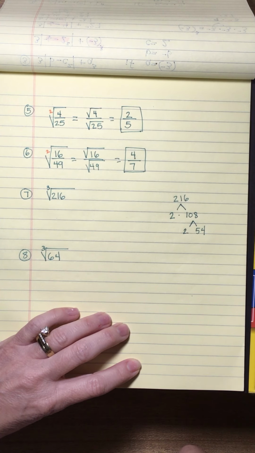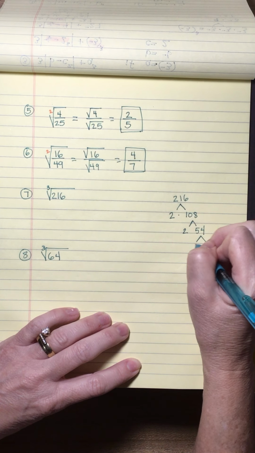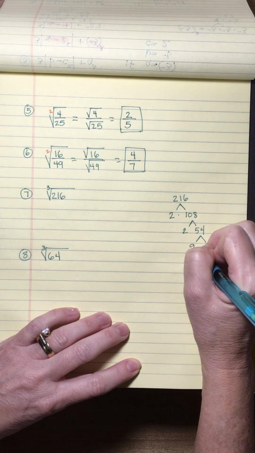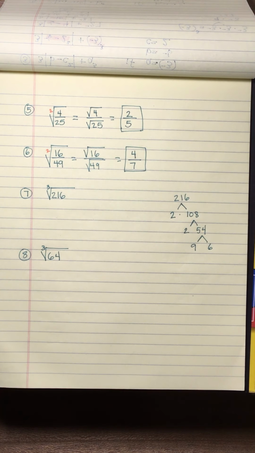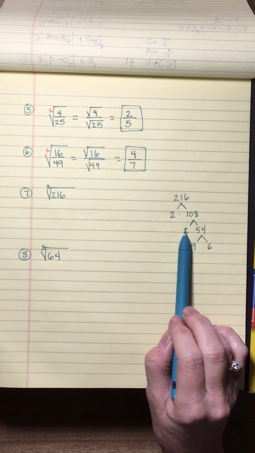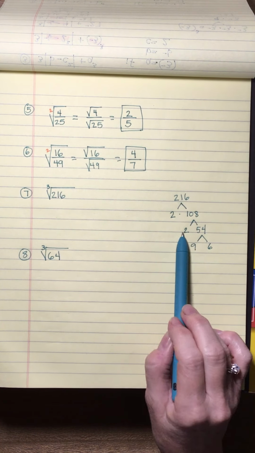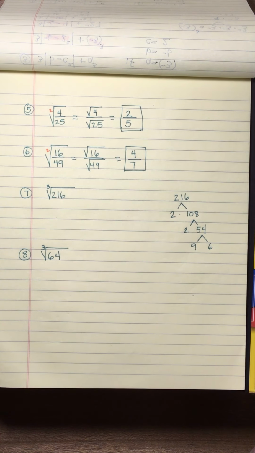Now, that's an even number. I can cut it in half, or I might also see that that is the same as 9 times 6. So it doesn't matter. At the end, we're going to get the same thing. I'm looking for 3 of a kind. So I have a 2 and a 2. I have a 9 and a 6. So I don't have 3 2's. I only have 2 of them.